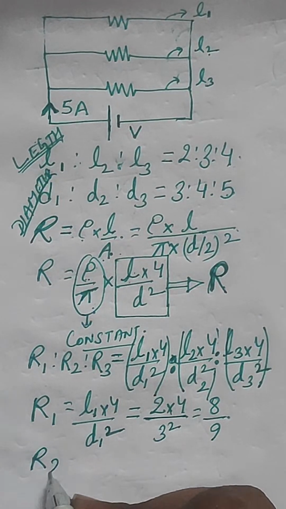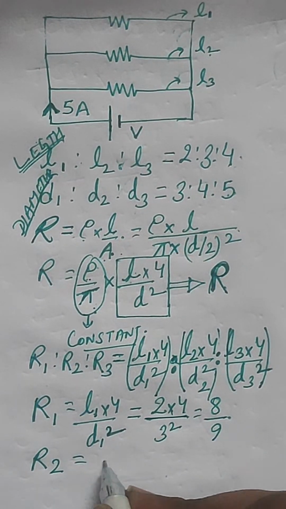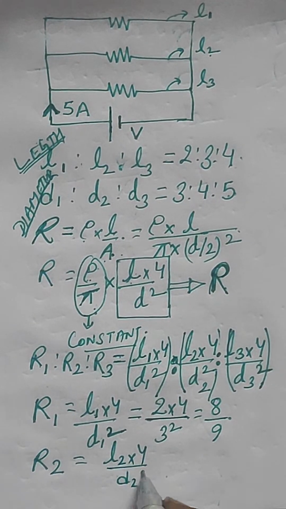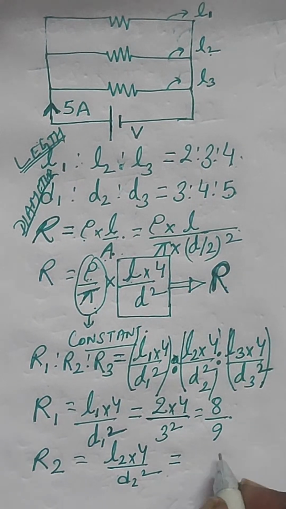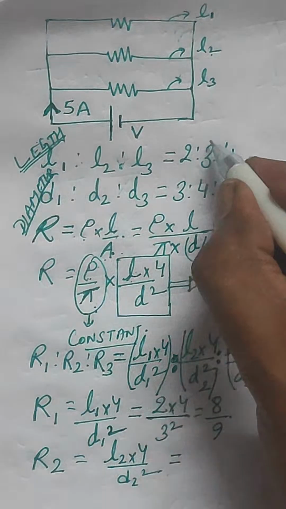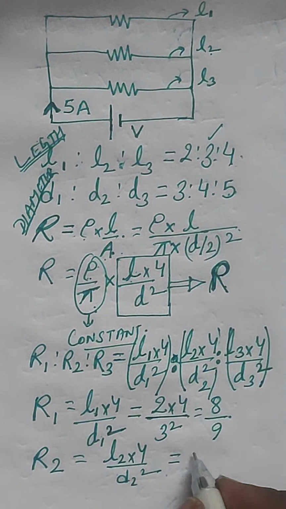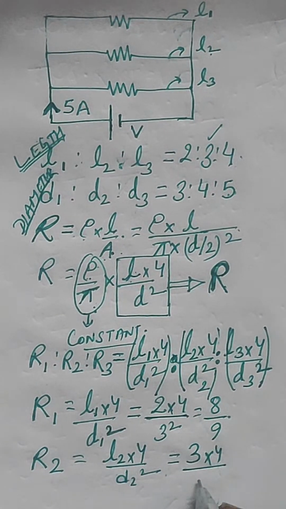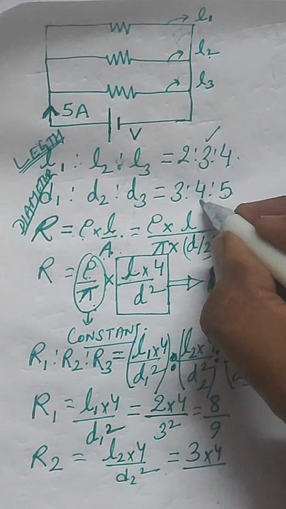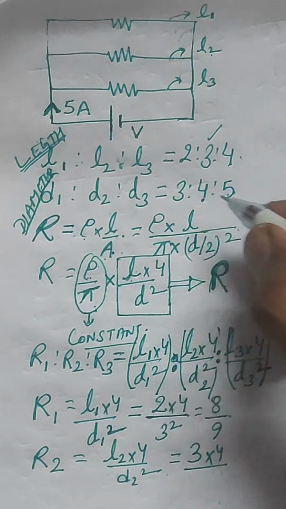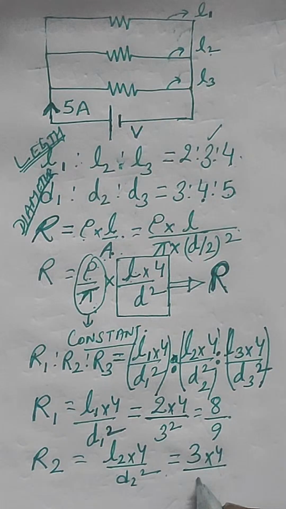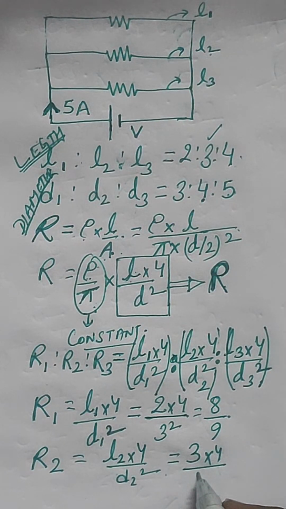Now R2 is L2 into 4 by D2 square, which is coming as L2 is 3, into 4 by D2 square. You can see 4 is the diameter for D2, so this will be 4 square.